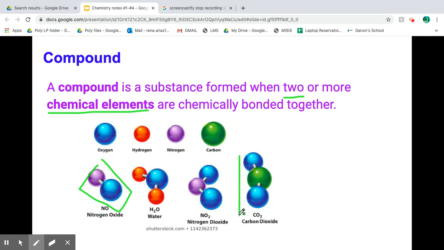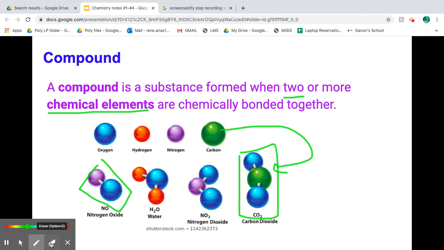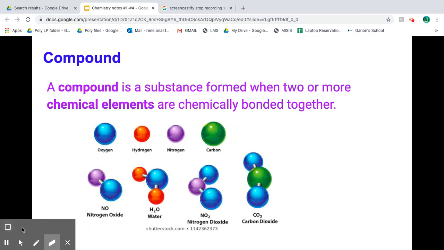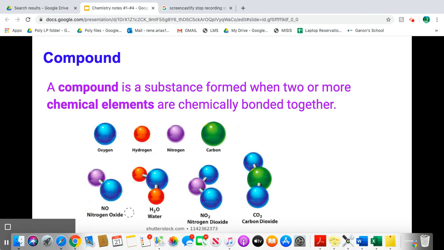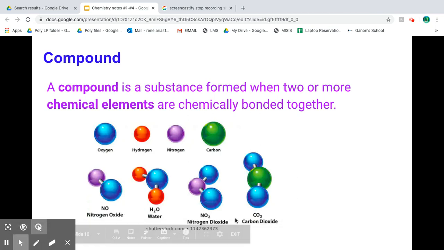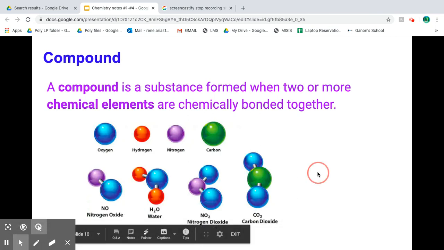Then we have CO2. We have 1 carbon atom, which is green here, right? Bonded to 2 oxygen atoms. So they're different atoms because we have carbon atoms and oxygen atoms. In this example, we have a nitrogen atom bonded to an oxygen atom. So they are different atoms. Typically when you see a compound, that's what they're referring to. We also have molecules, which are slightly different.